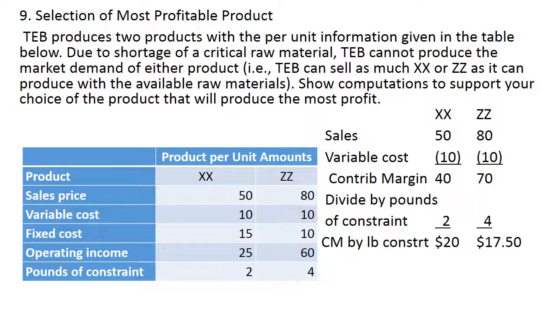And number 9, last but not least, this is a case where you have constraints. So we do not have enough processing capability, or we have a shortage of materials. And so we have to have full demand so we can sell either of these products. So as much as we can manufacture of these products, we would be able to sell. So what we're looking for is the one that gives us the highest profitability.